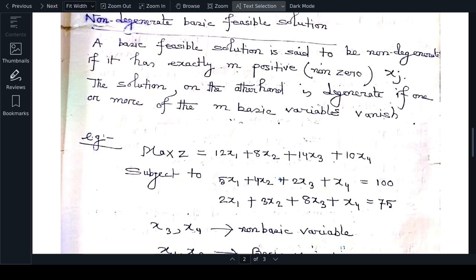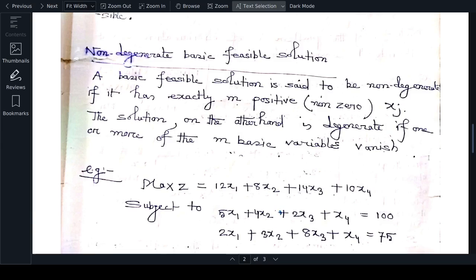of the m basic variables vanish. Vanish means what? At least one value is 0, then this is called a degenerate basic feasible solution. Okay, so is this definition clear or not? Non-degenerate and degenerate.